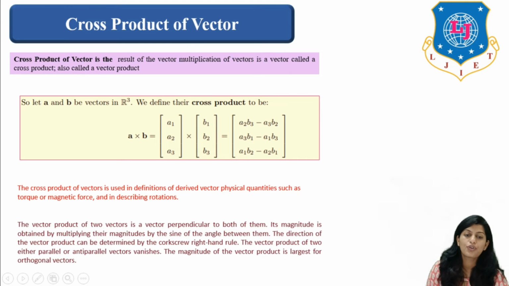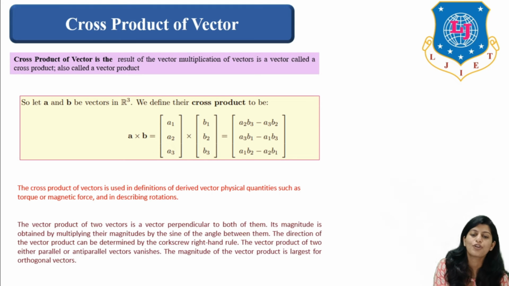Now come to the cross product of two vectors. So basically when we talk about vectors, we do know there is a cross product and there is a dot product. When we talk about cross or dot, both are multiplication operations only. Whether we talk about cross product or dot product, both are multiplication only, right? So the cross product of vectors is the result of vector multiplication of vectors and is a vector called a cross product. That means when you multiply two vectors, it becomes a cross product.